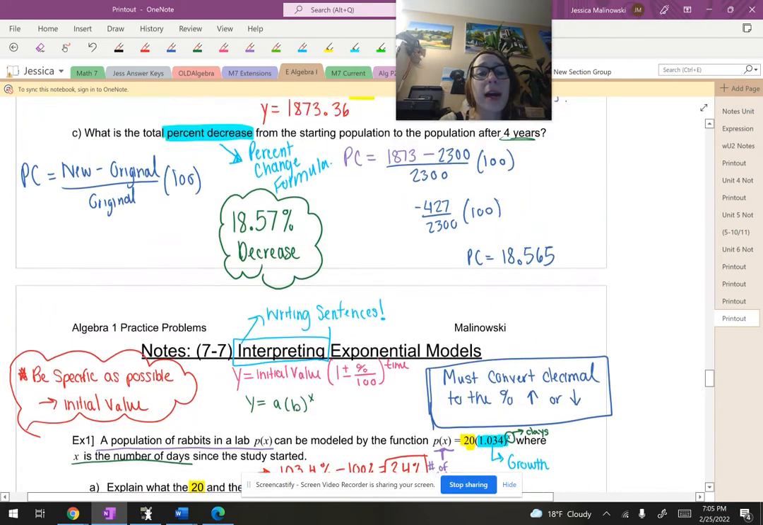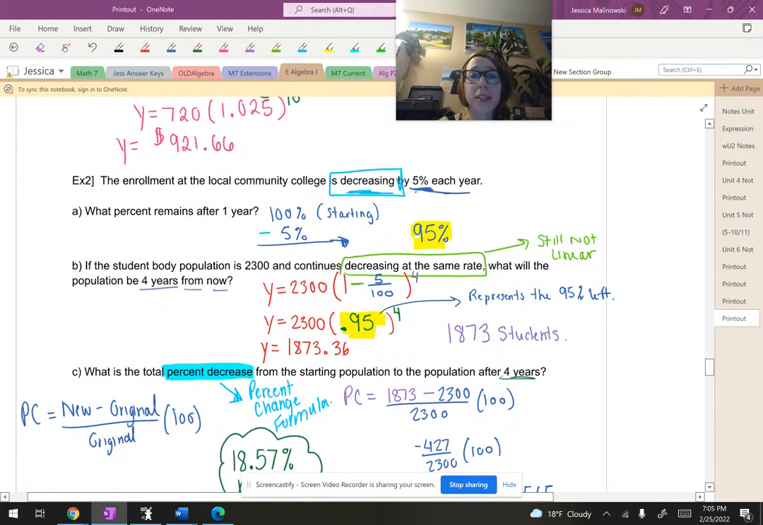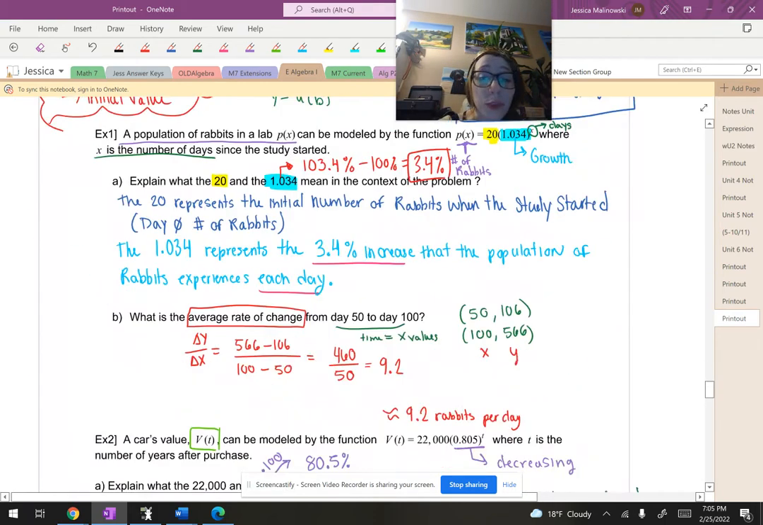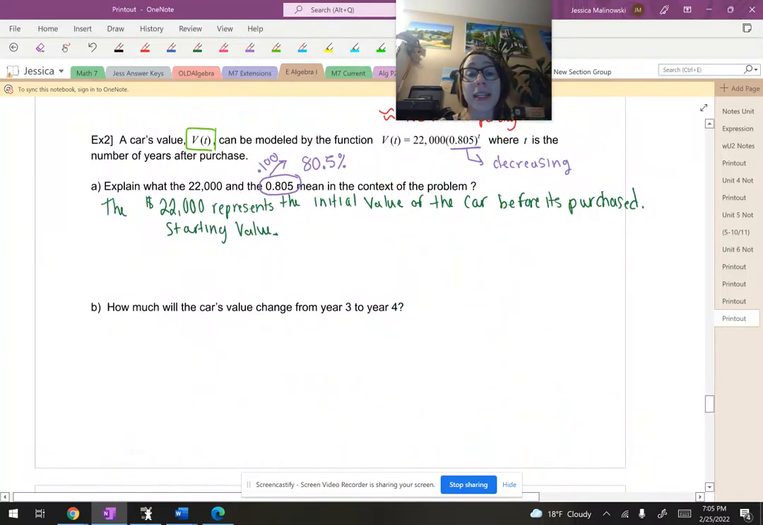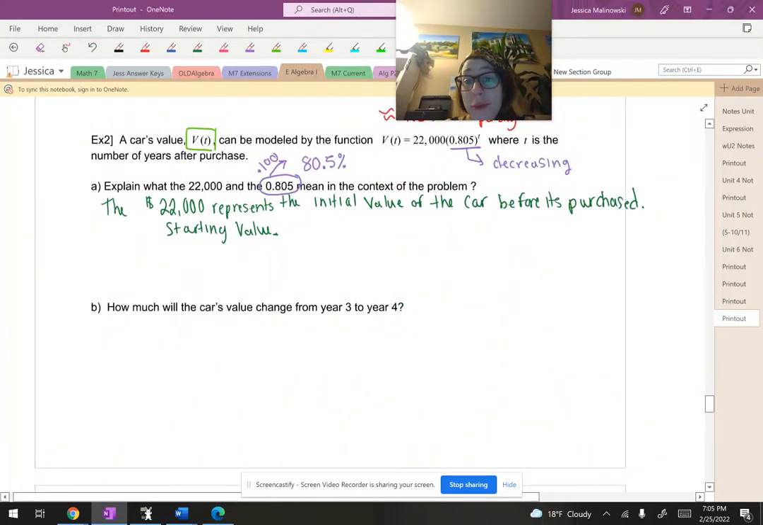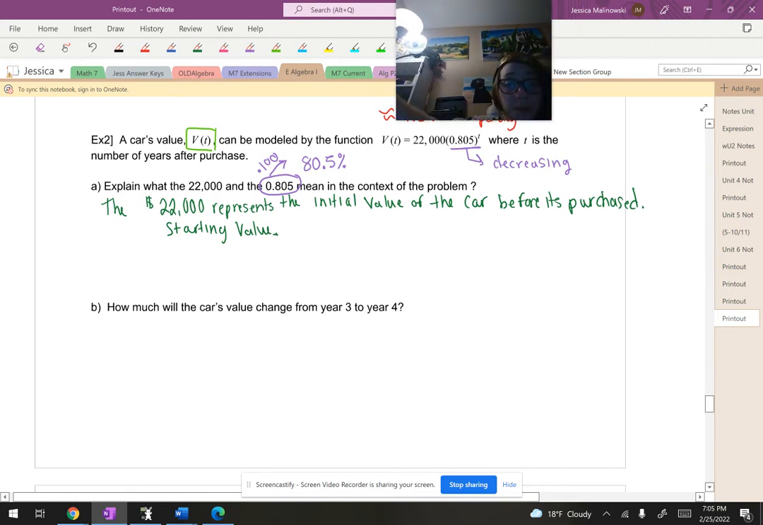I'm going to bring you back to our example from the previous lesson. When we looked at that community college having its population decreasing by 5% each year, the number that we used in that formula wasn't the 5%. It was the percent that was left over, that 95% of the population that was left. So that's exactly what's going on right here. That 80.5% represents the percent left over after it's decreasing.